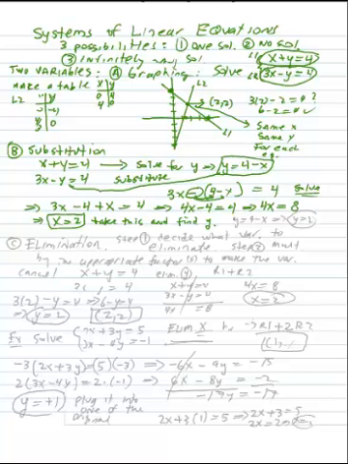So if we look at y equals 4 minus x, then y is equal to 2, because 4 minus 2 gives us 2. The point of intersection is (2, 2).